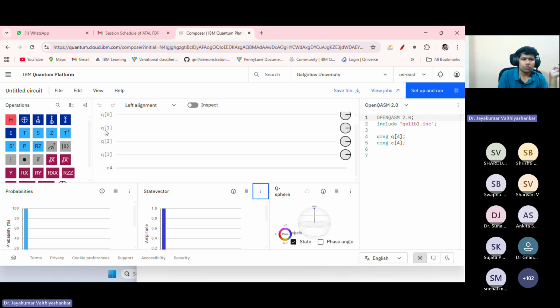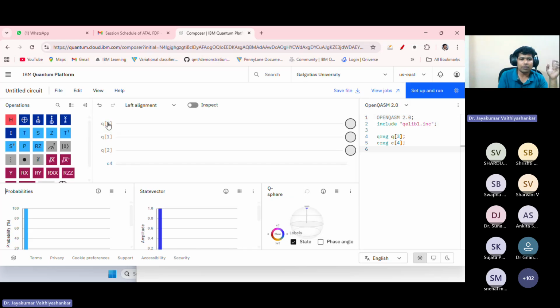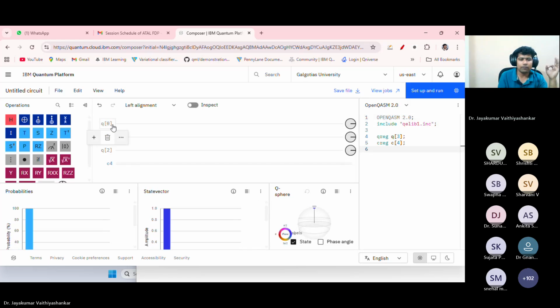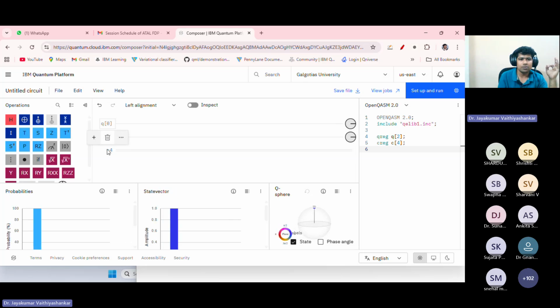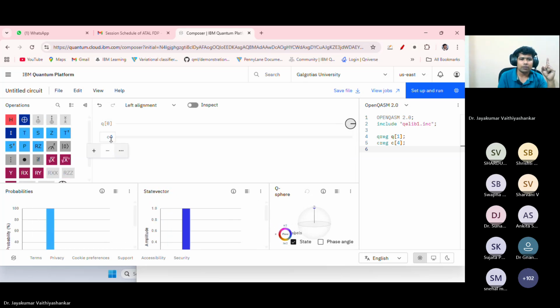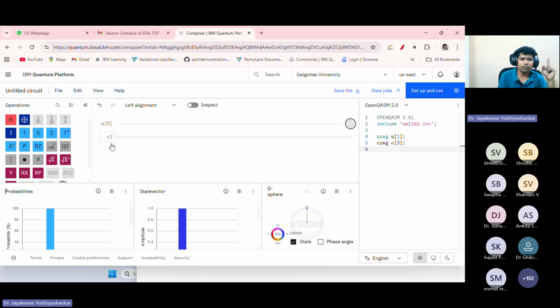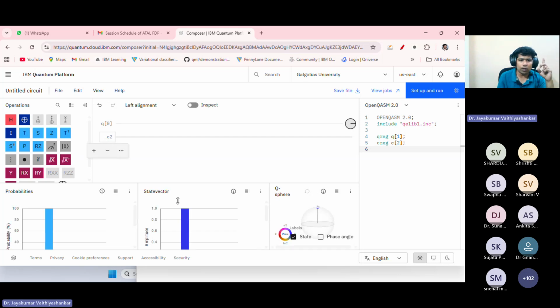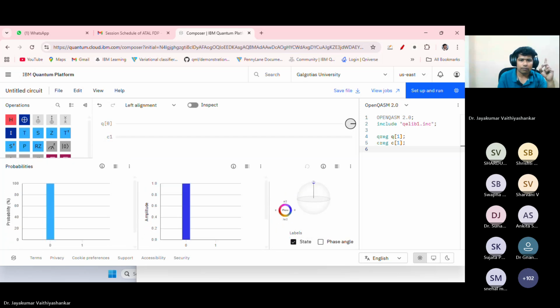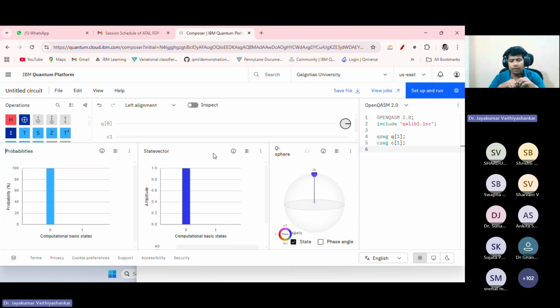For simplicity, I am deleting 3 qubits and keeping only 1 qubit for understanding purposes. So we have Q0. Similarly, you do for C4, C3, C2. Keep only 1 qubit. You can resize your window in this way.